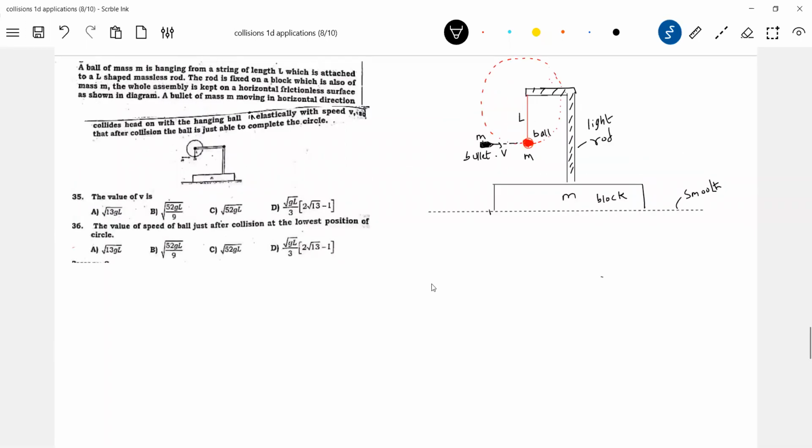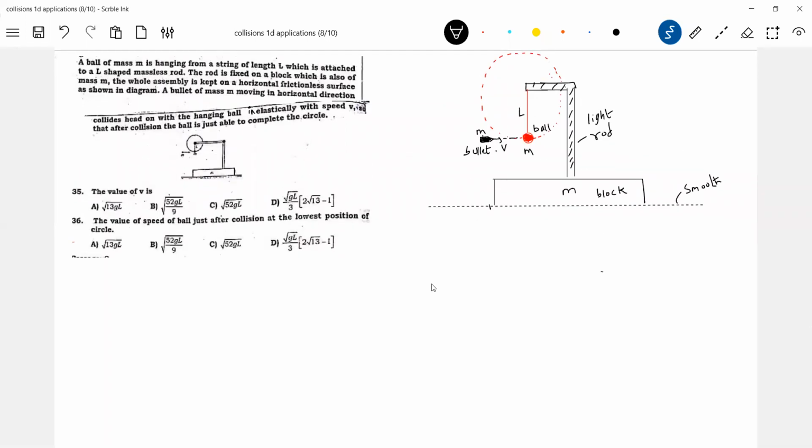Read the question now. Something related to vertical circular motion. I brought a situation.